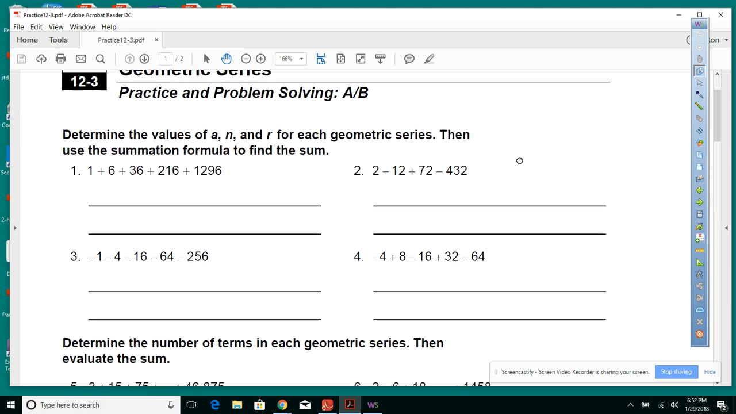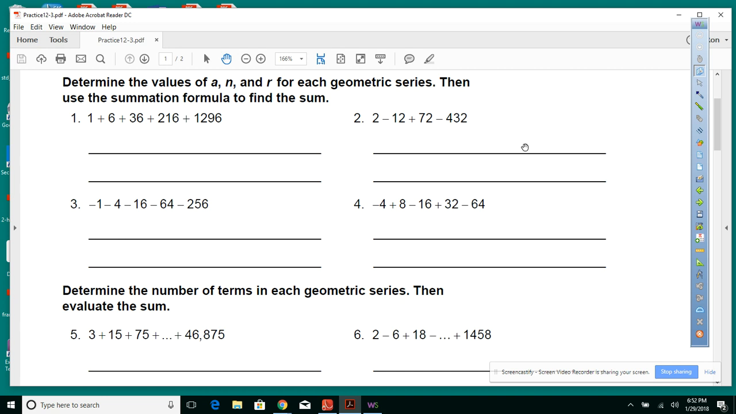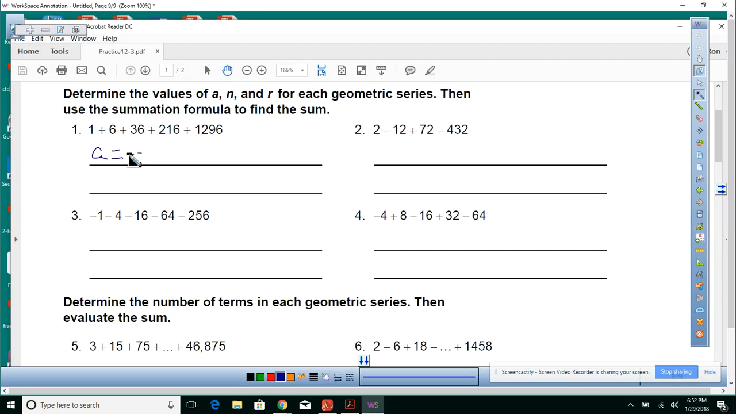Now it's time for some fun. Determine the values of A, N, and R for each geometric series. Then use the summation formula to find the sum. Okay, we were doing that sum today, weren't we? All right, so what is A? A equals 1.